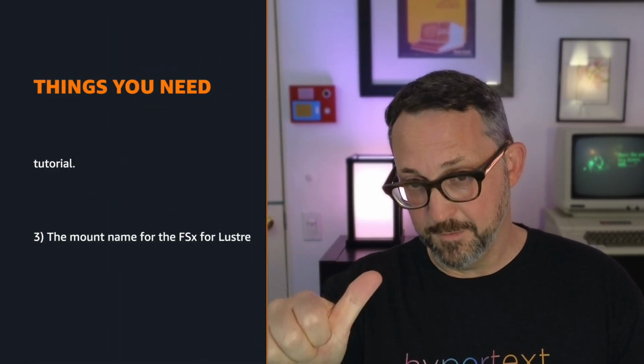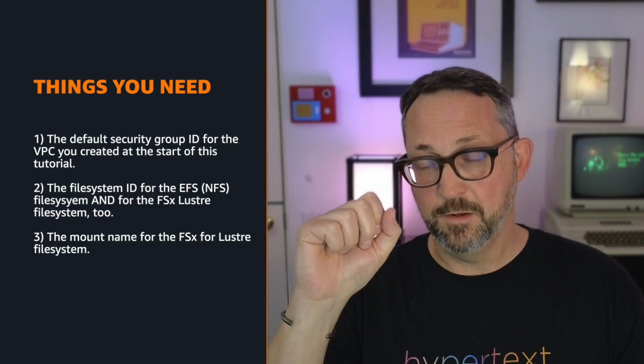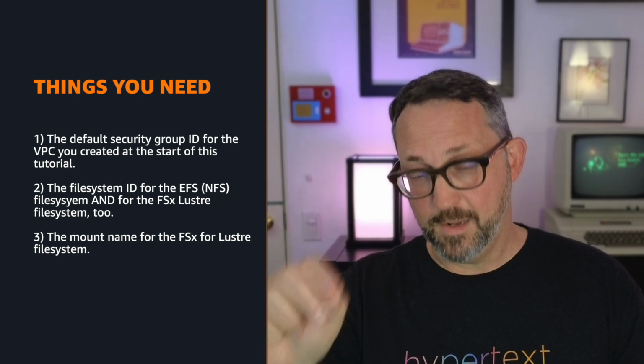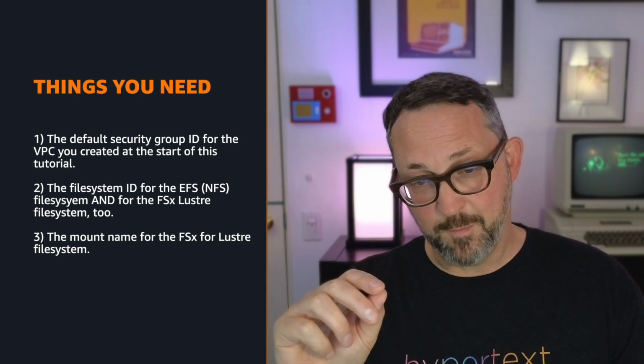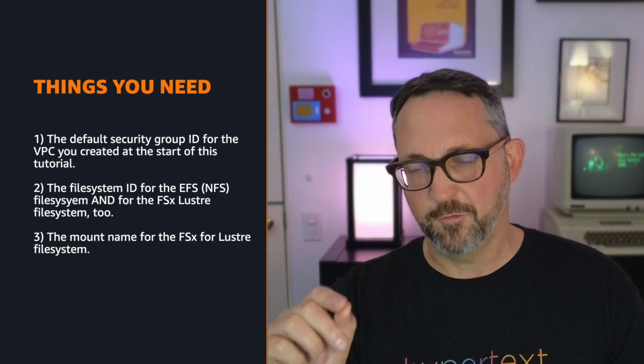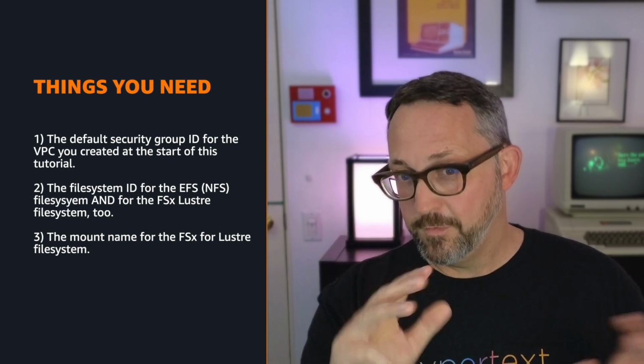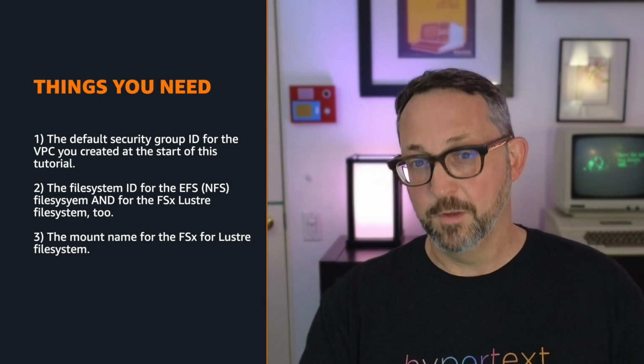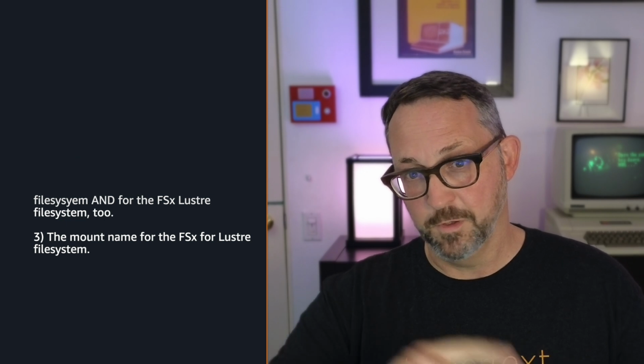There are some inputs to this CloudFormation template that hopefully you wrote down in a notepad or a piece of paper. You need the default security group for the VPC that you created, HPC networking. You need the file system ID for your EFS file system. You need the file system ID for your FSx for Lustre file system. And you also need the mount name for your FSx for Lustre file system. If you have all of these in hand, then let's go ahead and proceed with running the CloudFormation template, which will in turn create the EC2 launch templates.